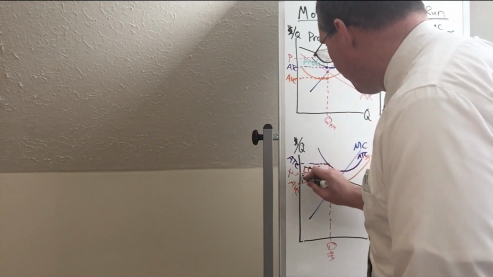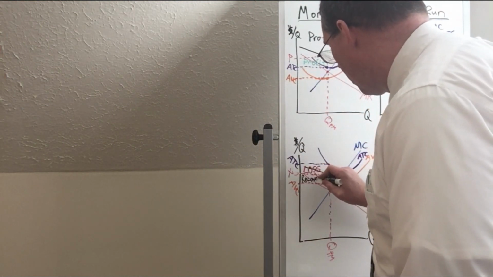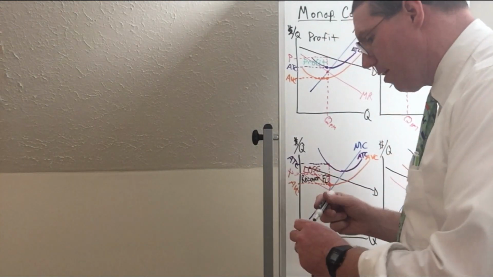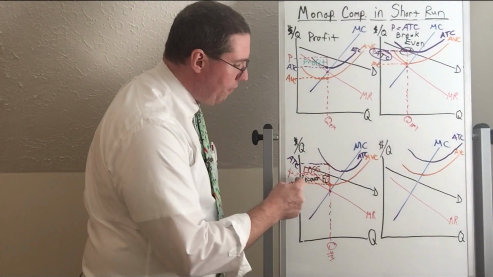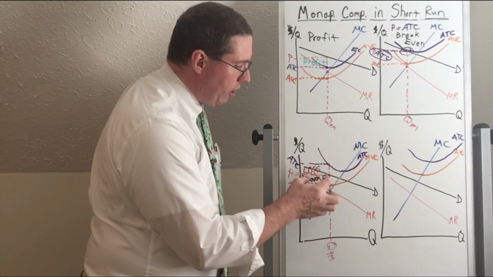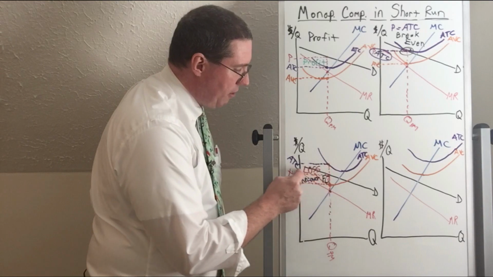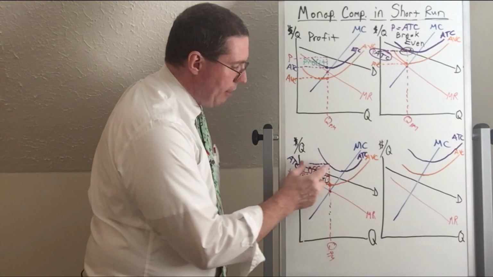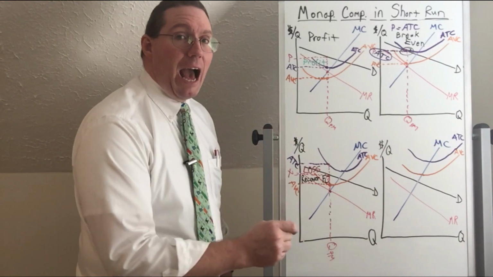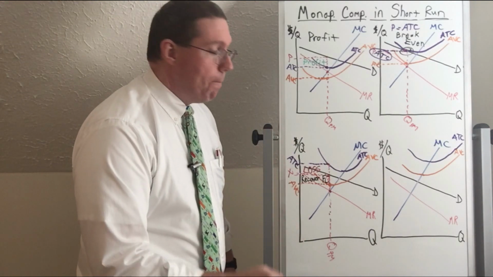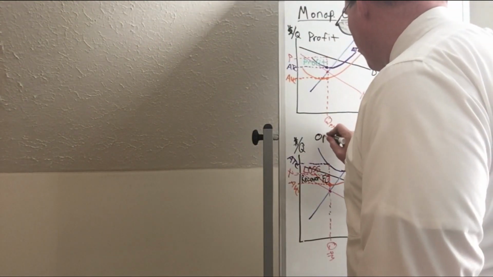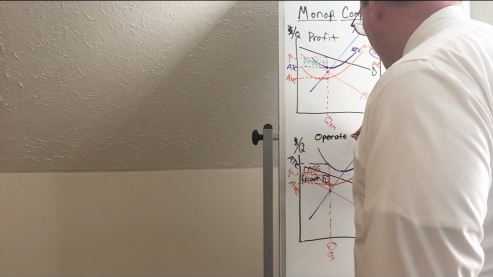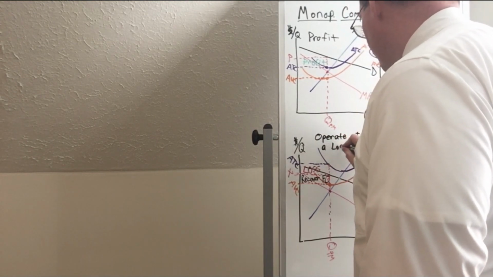So remember, we are recovering some of our fixed costs. If we shut down, we're going to have to pay out all of the fixed costs. But because we're recovering some of our fixed costs, we only have to lose this much of our money. That's our only loss. We are limiting our loss by staying in business. So we're going to continue operating at a loss. So we're going to say this is operating at a loss.